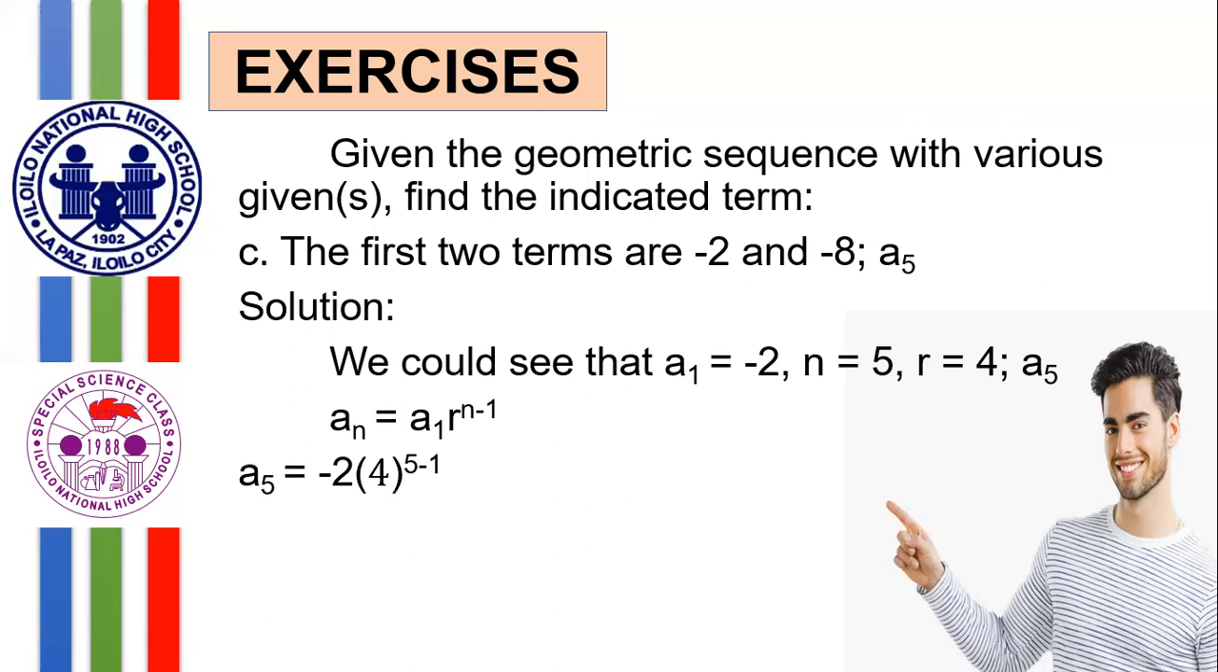So by substitution here, we have a sub 5 equals negative 2 times 4 raised to 5 minus 1. The exponent simplifies to 4. So a sub 5 equals negative 2 times 4 to the 4th power, and 4 to the 4th power is 256. Multiplying these two gives us the fifth term as negative 512. I hope you got it also.